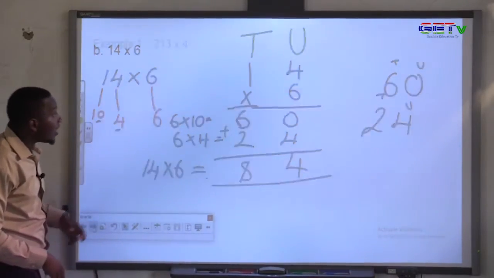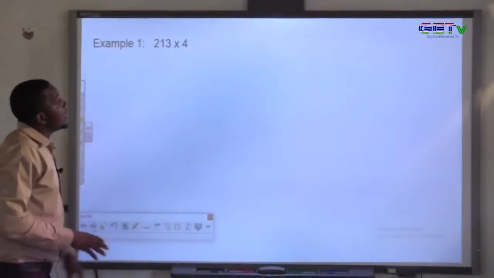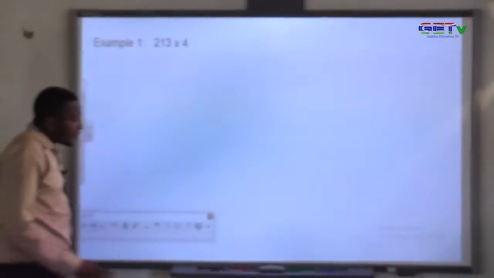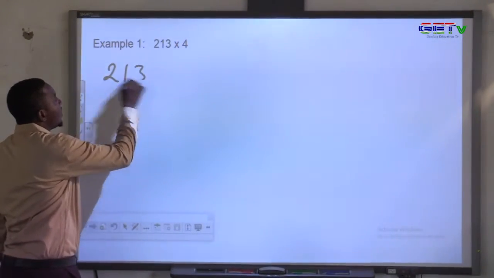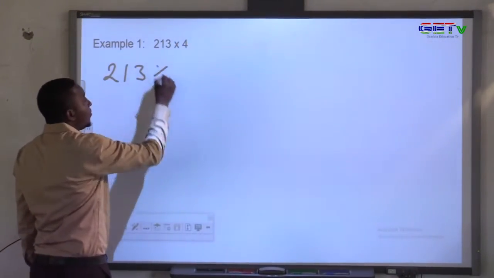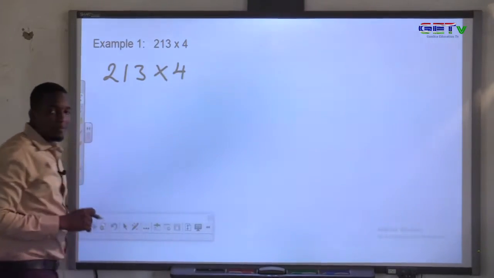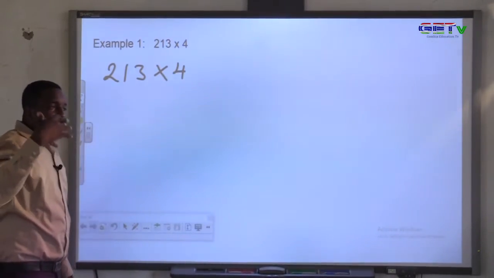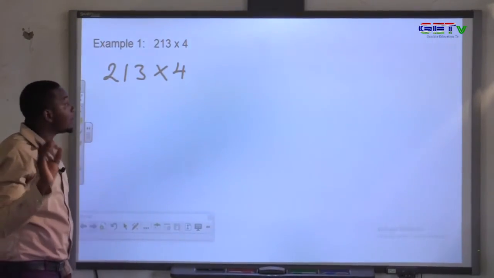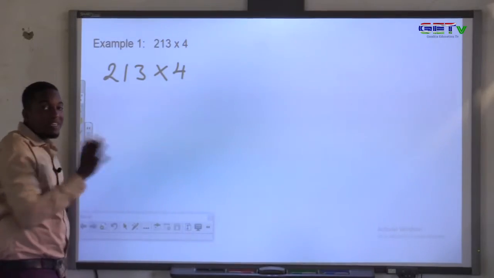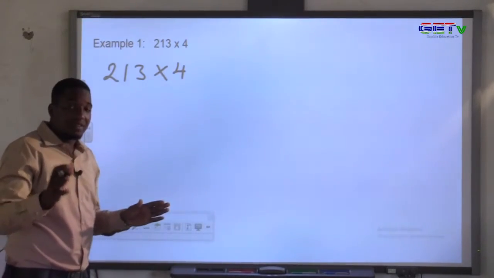We are going to enter our lesson proper. That is the target for today. Multiplication of 3 digit numbers by 1. The first example that we see on the board here is 213 multiplied by 4. So the method that we used to answer the previous questions are the same methods that we are going to use to answer this question. But this time, we'll see a slight difference.